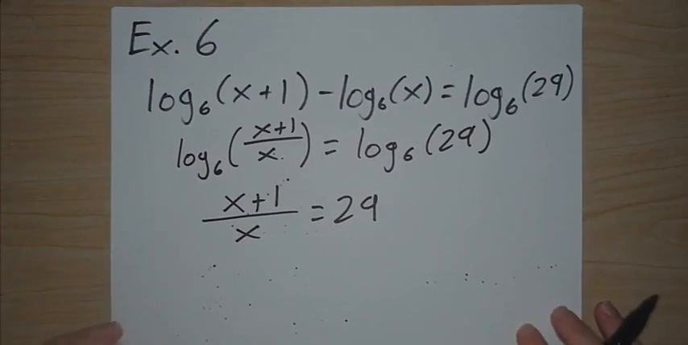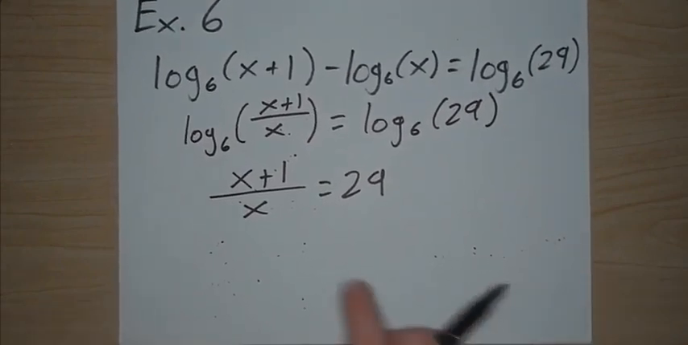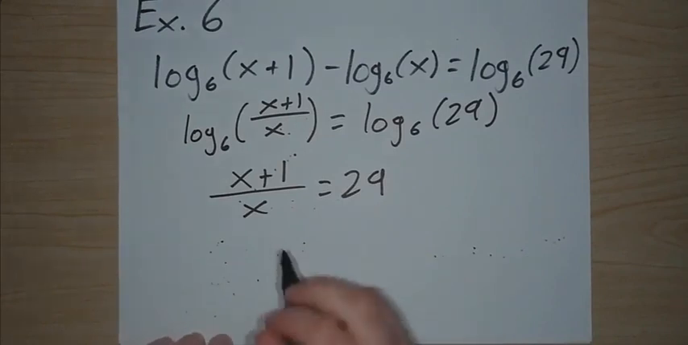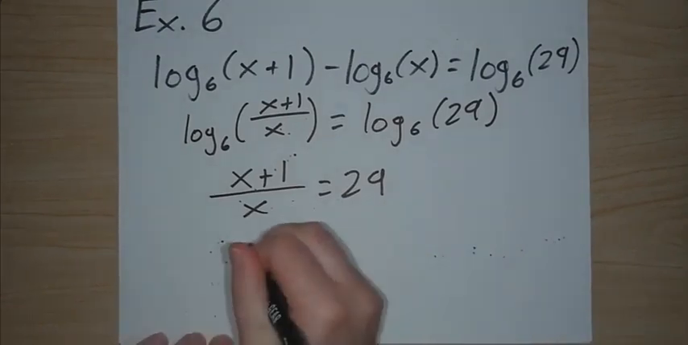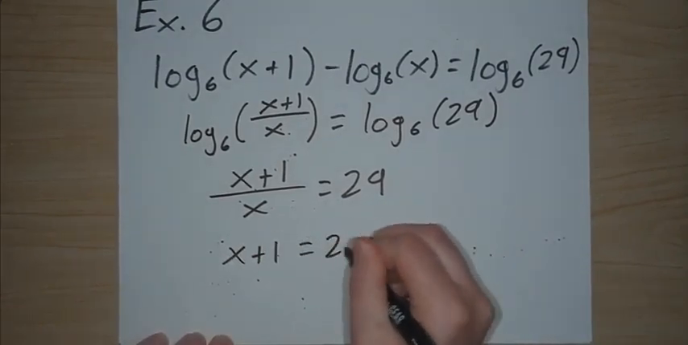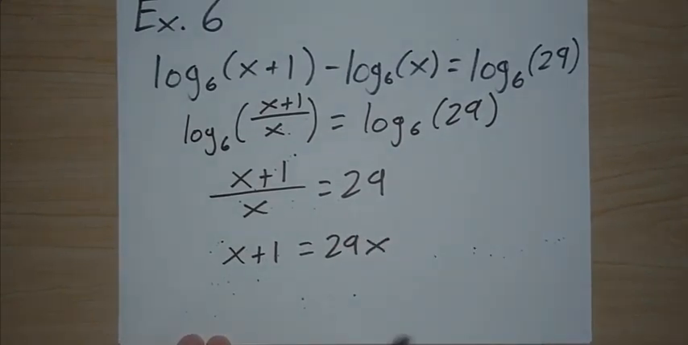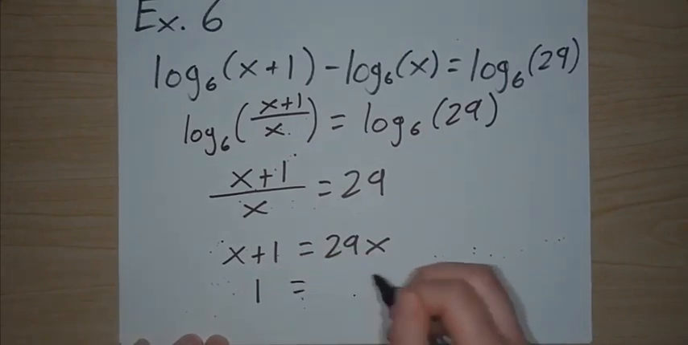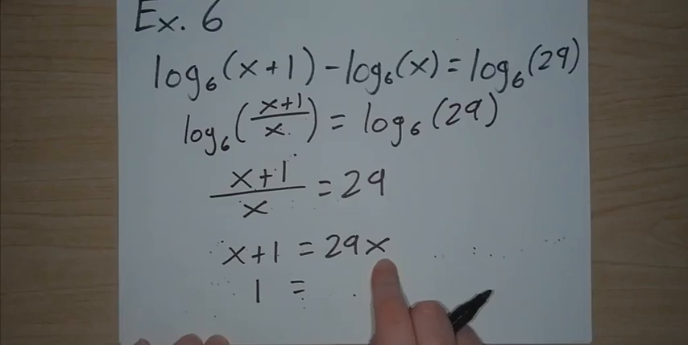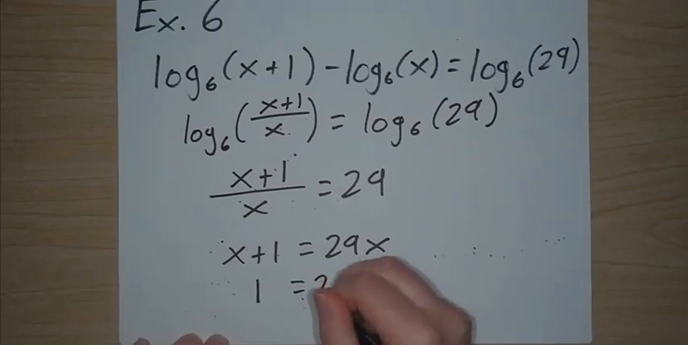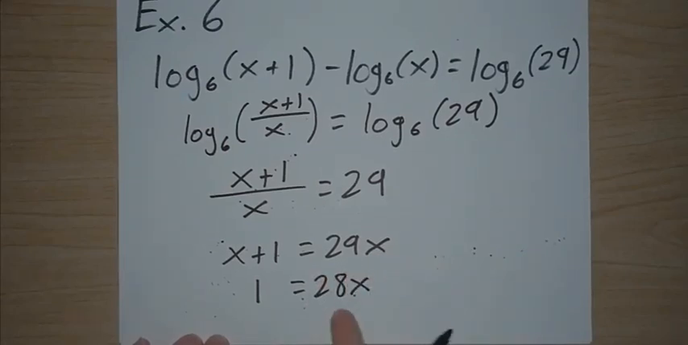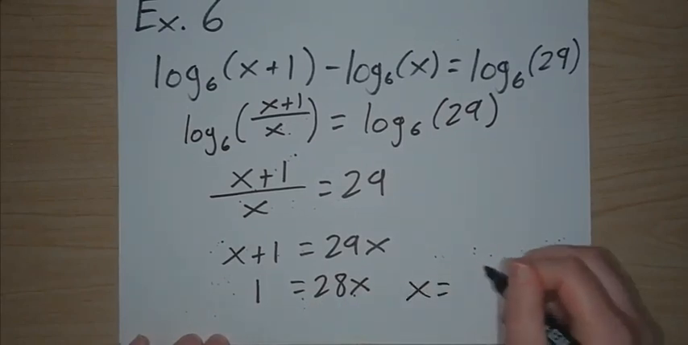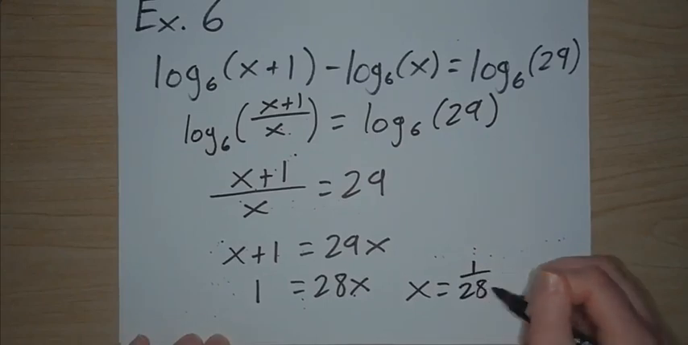Now I'm going to multiply by x so that I get this out of a fraction. So we have x plus 1 is equal to 29x. Now I'm going to subtract x from both sides to get the x's on the same side. So we have 1 equals 29x minus x. Well, 29x minus 1x is 28x. Then dividing by 28 on both sides, we get x is equal to 1 over 28.